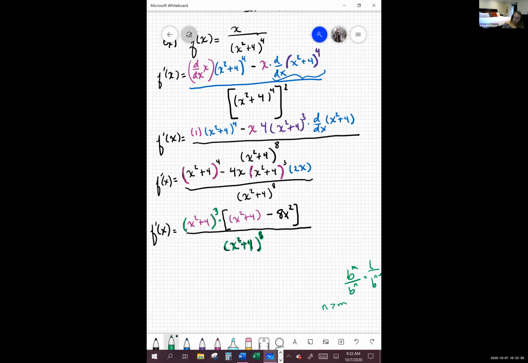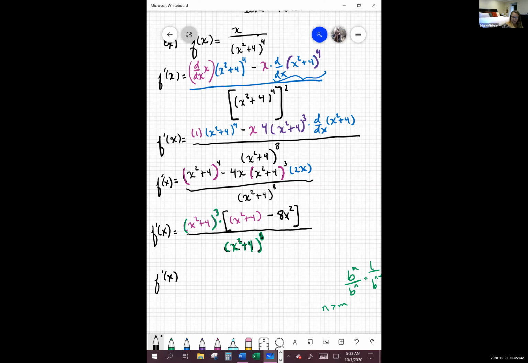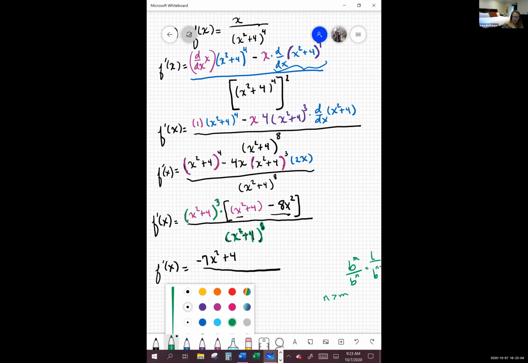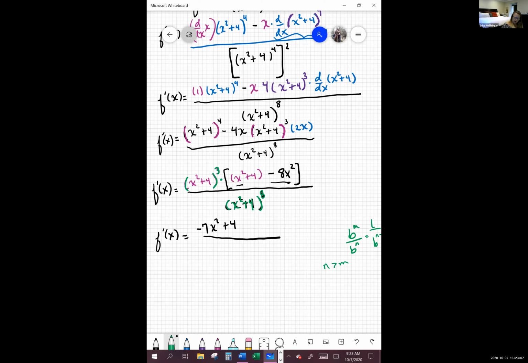So I'm left in the numerator, and maybe we can just combine like terms while we're at it. We have an x squared minus an 8x squared, so this is a negative 7x squared plus 4, all over, well, if I subtract 3 from 8, that will leave me with 5 of these left over. So it's all over (x squared plus 4) to the 5th power.